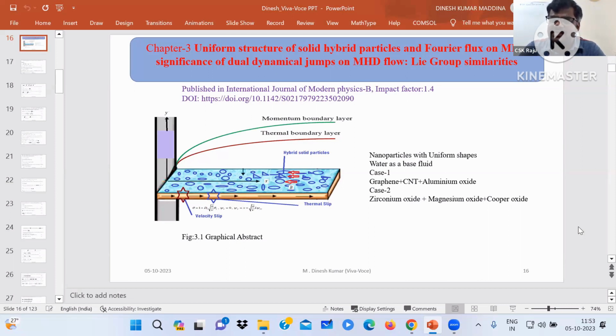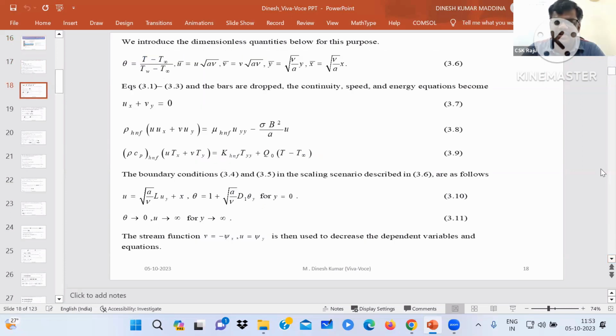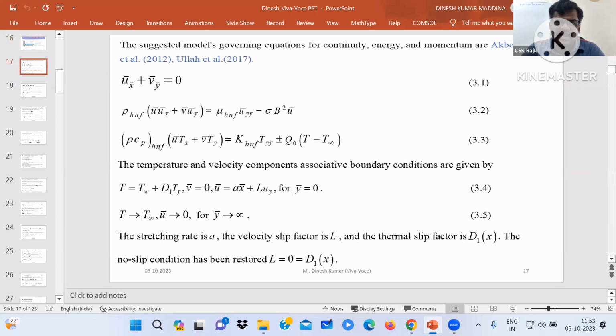There are a few small questions, and we expect you to speak more. First, in equation 3.3, can you go to 3.3? Yes, sir. Here you are using a plus or minus sign for heat source or sink. Obviously, a negative sign means heat sink and a positive sign means heat source, and if it is 0, it is absent.